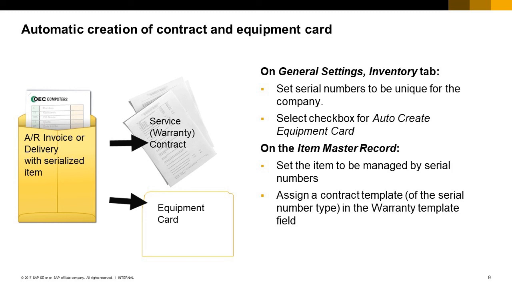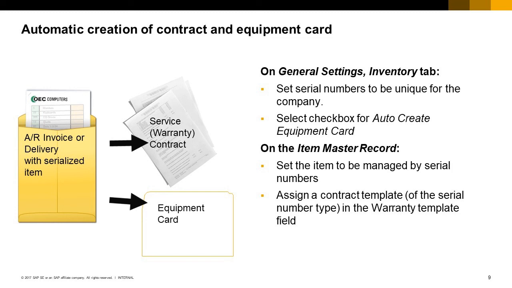Set serial numbers to be unique for the company. In the field Unique Serial Numbers by, choose Serial Numbers. Then select the checkbox for automatic creation of equipment cards. Once those two settings are made, any item that is set to be managed by serial numbers will generate an equipment card when an AR invoice or delivery with that item is posted.